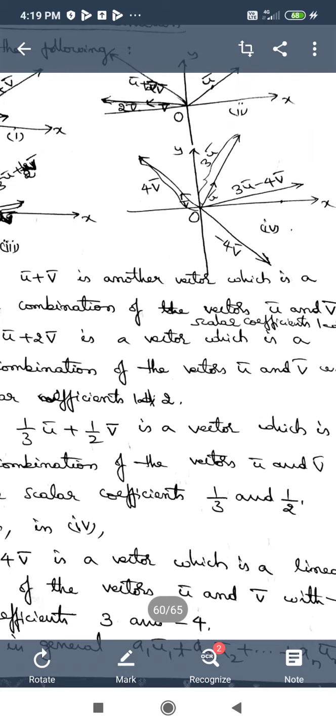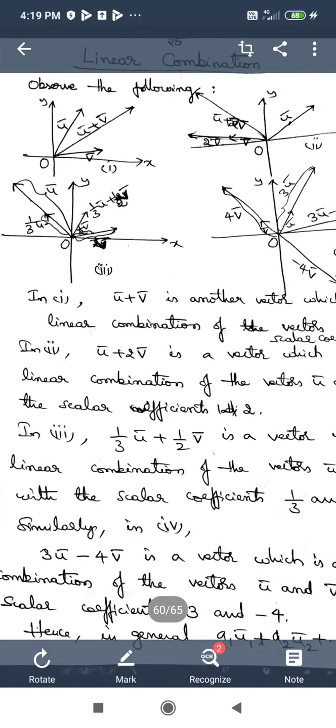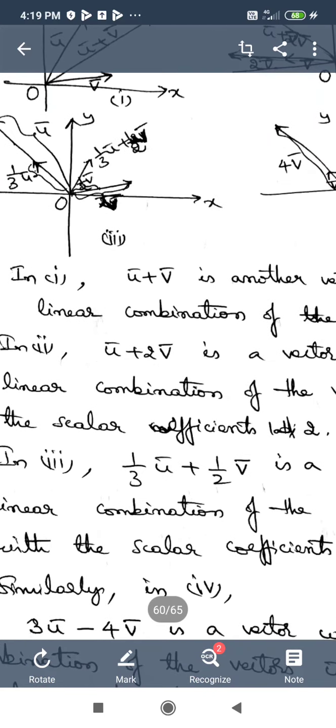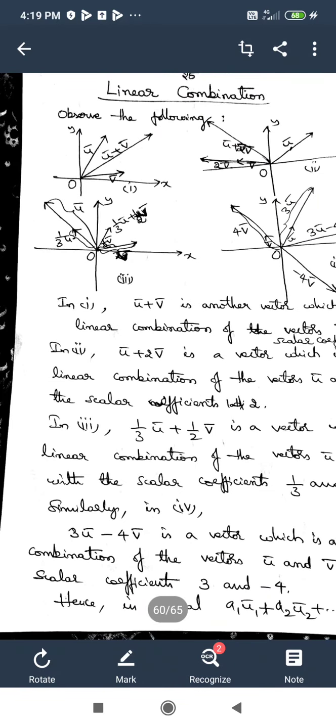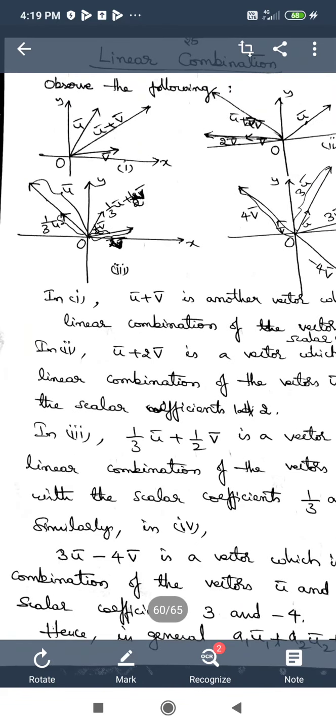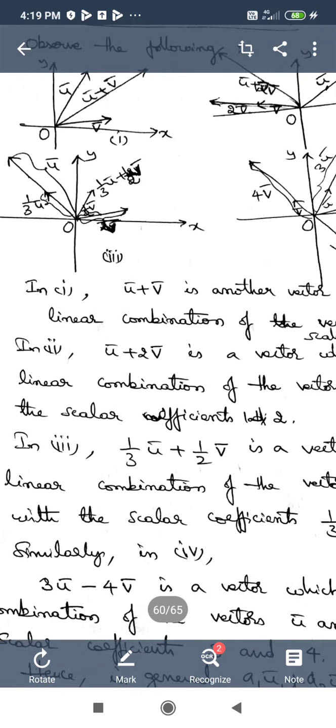Here in this third geometrical figure, we can see the resultant vector is 1 by 3 u bar plus 1 by 2 v bar. So that is called the linear combination of u bar and v bar, and the scalar coefficients here are 1 by 3 and 1 by 2.